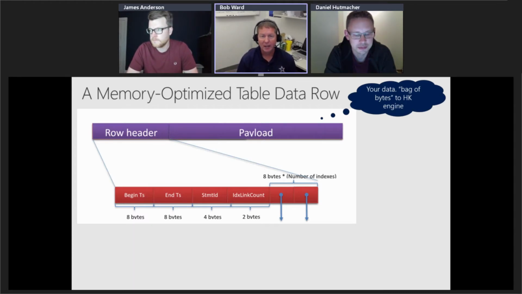So I'd encourage you to go read that. And I told Kate I was going to borrow her photo. She did a really good image of what a row looks like in memory optimized tables. And so what we mean by this row header payload is the following.